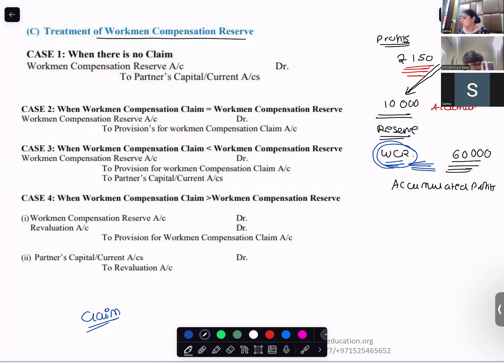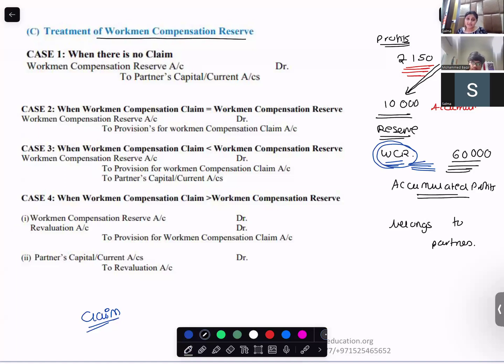These profits belong to whom? The workman compensation reserve belongs to the partners, the owners. If there is no workman compensation claim, the full money will go to whom? Partners. So now there can be a possibility that a claim can be there. There could be a possibility, right? But if you have a claim, so now let's see.